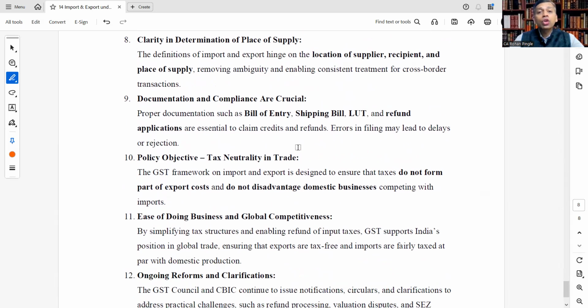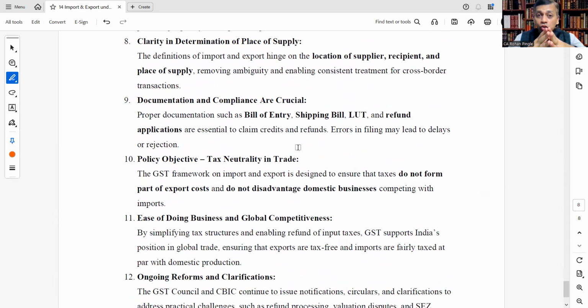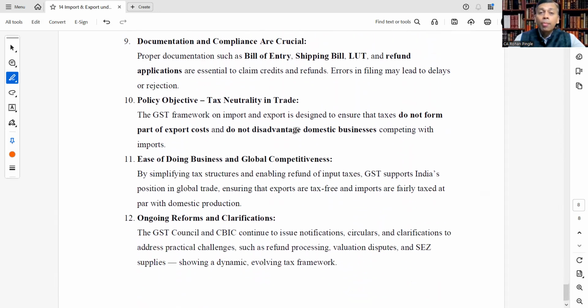Clarity in determination of place of supply. The definitions of imports and exports hinge on the location of the supplier, recipient, and place of supply, removing ambiguity and enabling what? Consistent treatment for cross-border transactions. Documentation and compliance are crucial. Proper documentation such as bill of entry, shipping bill, LUT, and refund applications are essential to claim credits and refunds. Errors in filing may lead to what? Delays or rejection. So documentation is very important.